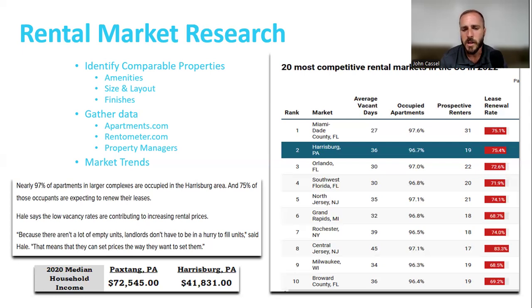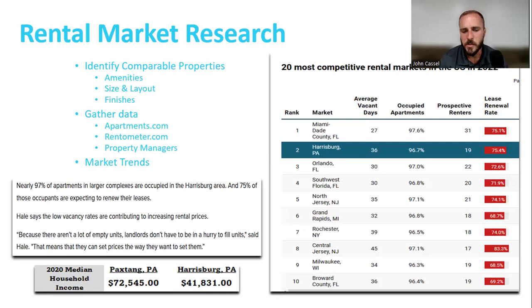I included some data here. We were looking at a property up in Harrisburg. It was actually in Paxtang Borough. If you look at the bottom there, there's the 2020 median household income. This is just a small borough within that same area of Harrisburg, PA, and look at the drastic difference in median household incomes there. So if you're not getting other comps in Paxtang or close enough to that property, you might be underestimating what rents you could get, because there's a vast difference in incomes depending on where you are in that area.